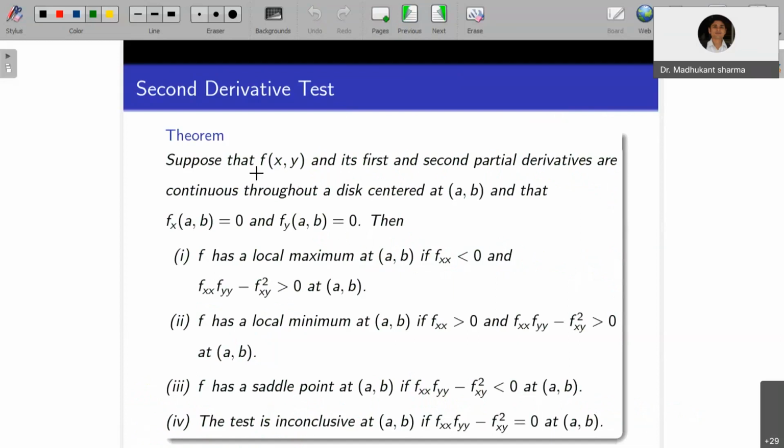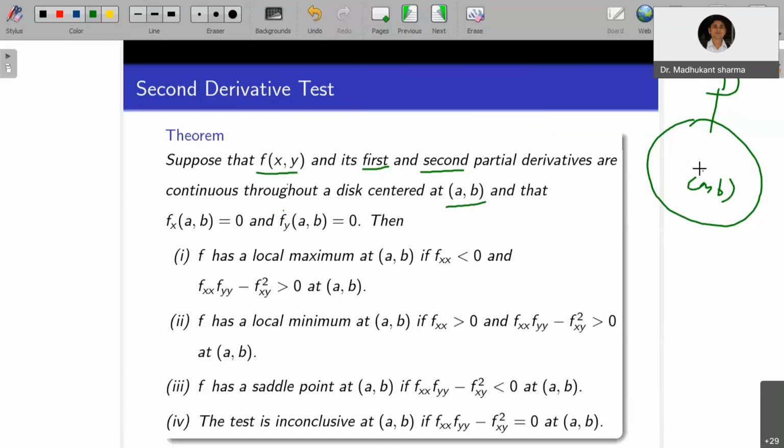It says that suppose, as mentioned, that f and its first and second partial derivatives are continuous throughout a disk centered at (a, b). Okay, so you have a disk centered at (a, b), let's say this is D, over which f and all its first order and second order partial derivatives are continuous, and that (a, b) is a critical point. Because f and its first and second order partial derivatives are continuous, they exist at every point inside the disk.